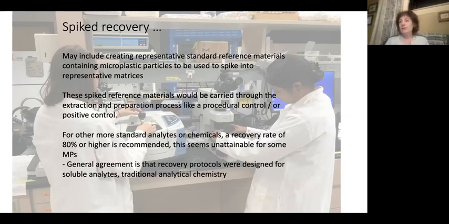So some groups are using spiked recovery. This still is a bit uncommon in the microplastics field. And this can include creating representative standard reference materials that contain microplastic particles to be used to spike into representative matrices. And that's something that's starting to be done by some groups. Like I was saying, I'm involved in a study where a group has sent samples out to different labs, and we're comparing recovery and accuracy and identification between those labs. But it's not quite something that individual labs are doing yet.